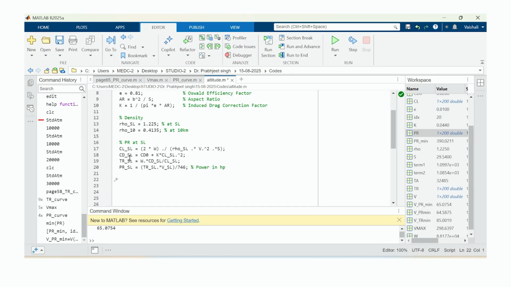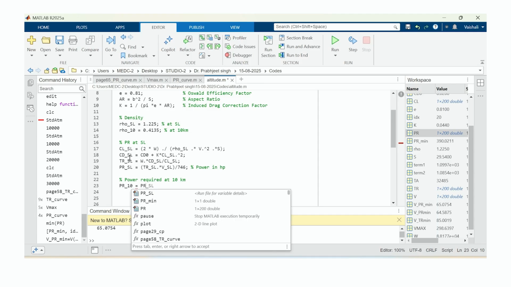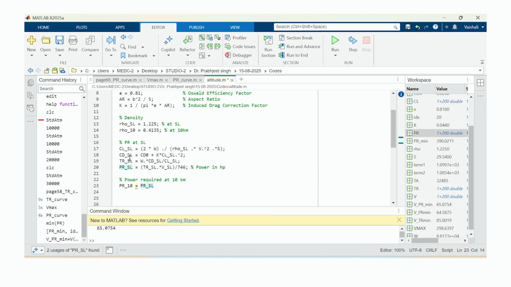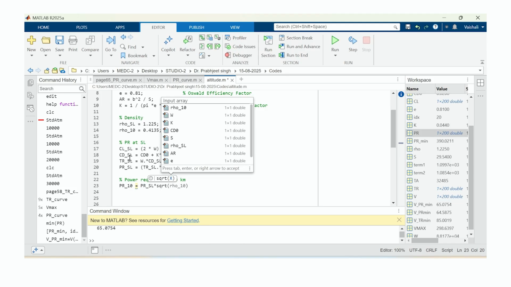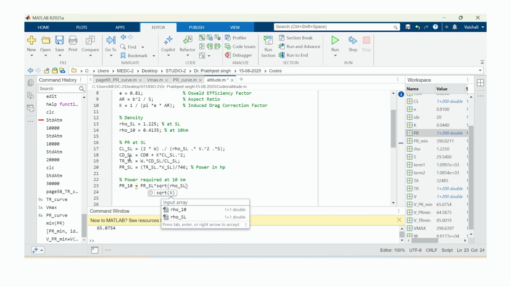Now let us focus our attention on power required at 10 kilometers. So PR underscore 10, we can directly use this relation: PR underscore SL that we have just discussed, into square root of rho SL by rho 10. Okay, fine. Now we'll go to the thrust available.